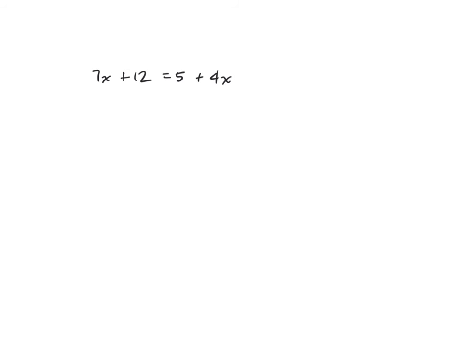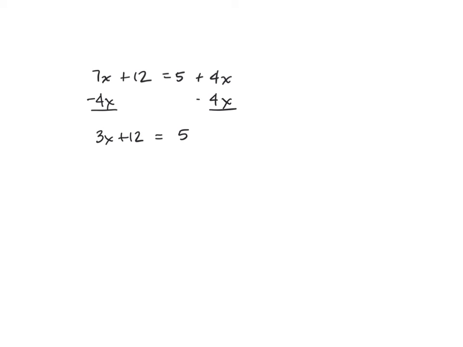I want to keep my variable terms positive. So if I subtract 4x from this side and this side, I'm going to end up with 3x's over here and 0x's over here. And this will be a positive coefficient for my variable term. So I'm going to subtract the 4x from both sides. I'll start with that. So I'll subtract 4x here and here. So now I have 3x plus 12 is equal to 5.